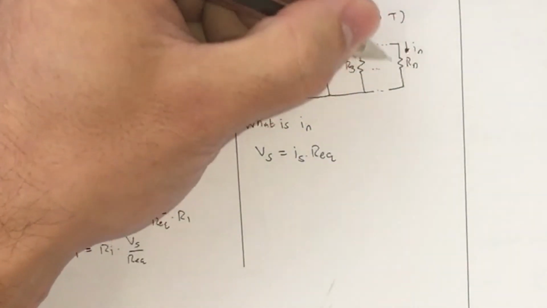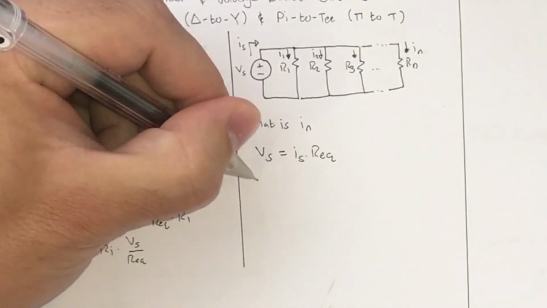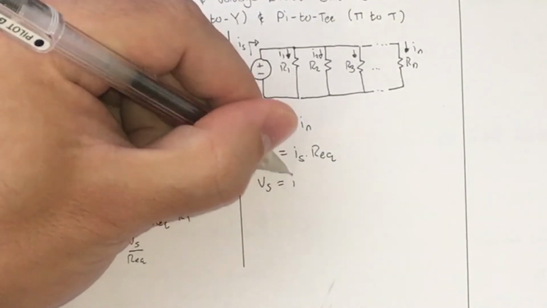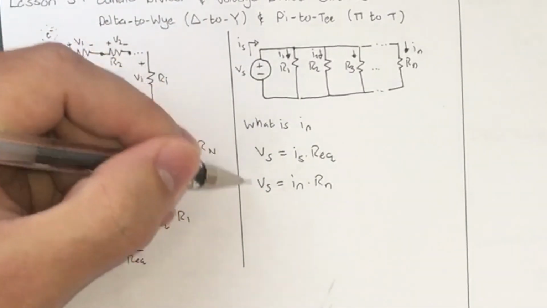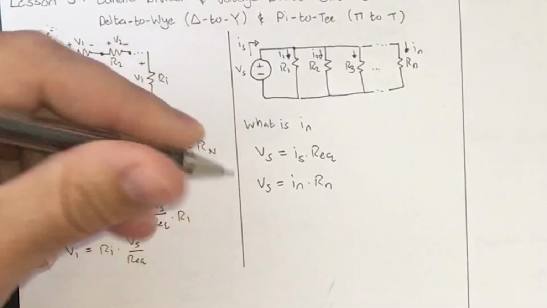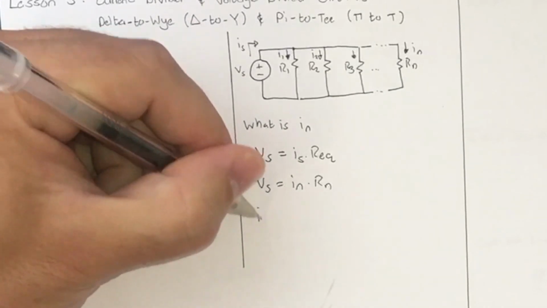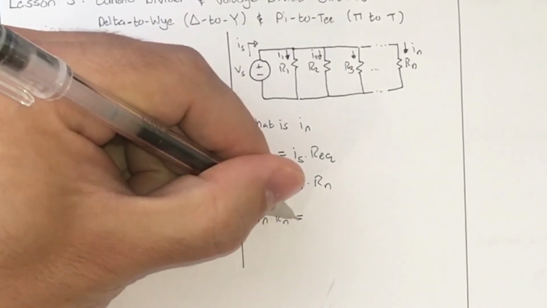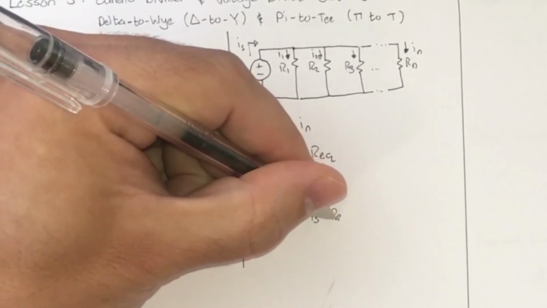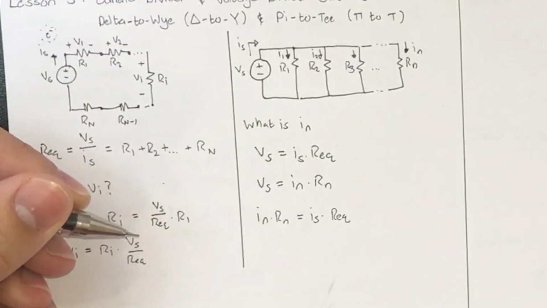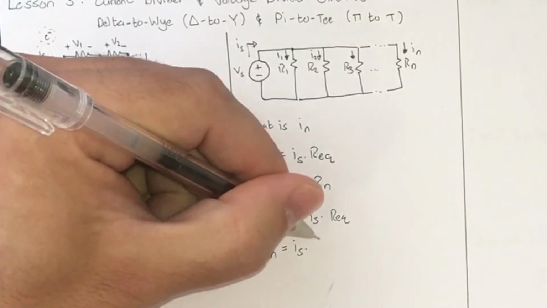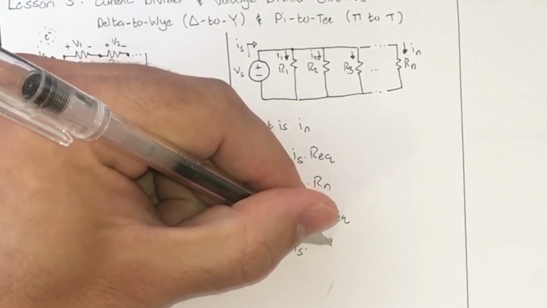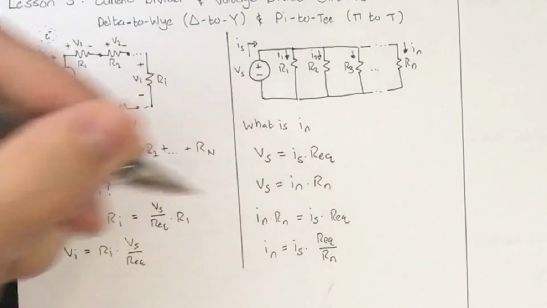So let's say, what is In? So Vs is In times Rn. Perfect. We have a common variable here. Let's substitute that in. So In is Is R equivalent over Rn.